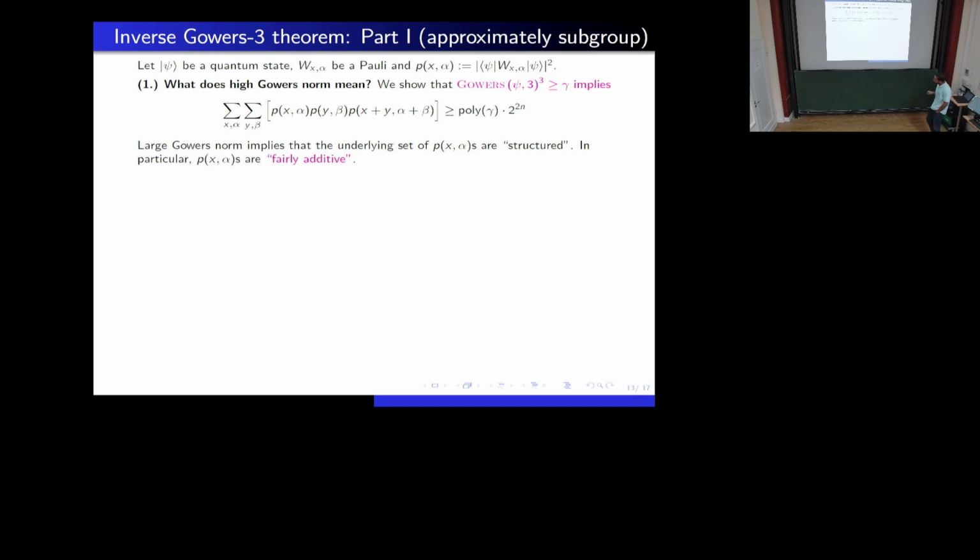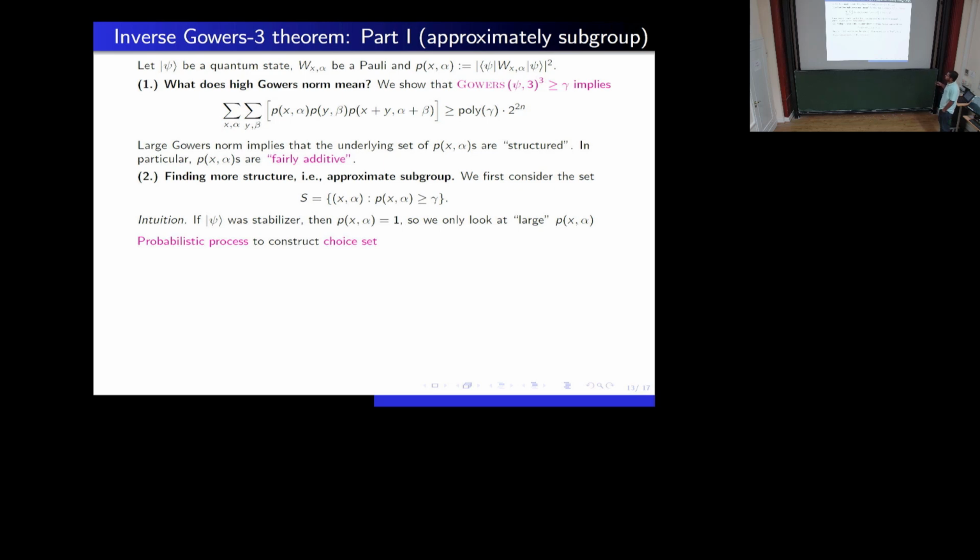The question is, can we go somewhere further with this? The first thing that we do is consider the set S, which is the set of all P of x, alpha greater than gamma. Recall that if psi was a stabilizer state, this quantity would be exactly 1 for all the stabilizers of the stabilizer state and 0 otherwise. So let's look at all the things which are at least gamma. It's not 1, but it's at least gamma. Can we try to get some structure out of this?